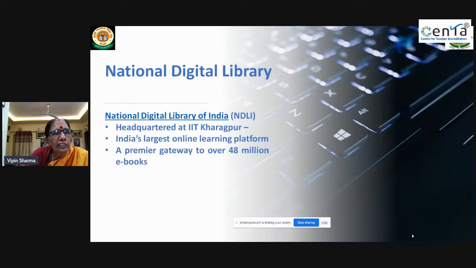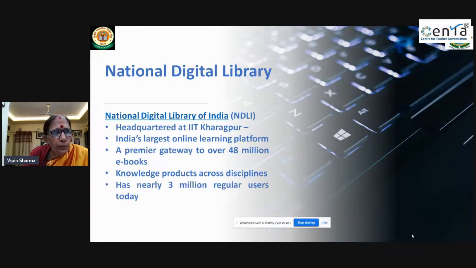This is talking about the National Digital Library of India, NDLI, headquartered in IIT Kharagpur. India's largest online learning platform, a premier gateway to over 48 million ebooks. Just imagine ebooks. I am sure all the schools can plan ebooks in their school library. First, plan for a digital library, e-library. Then you plan for ebooks in the library because we have to move with the technology. Otherwise, we will be left behind.